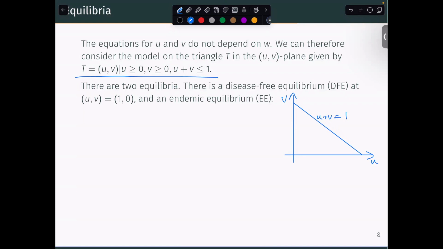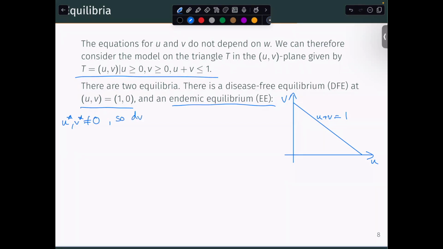Okay, so there are two equilibria in this model. One is a disease-free equilibrium, and this occurs at U equals 1, V equals 0. This should be pretty obvious. If there's no infection around, then nothing is going to happen in terms of our epidemiology. There's also an endemic equilibrium, which I refer to as EE. This occurs when both our susceptible and infected populations are present in the population, so that neither of these are equal to 0. So in other words, we need to find U star and V star being non-zero.